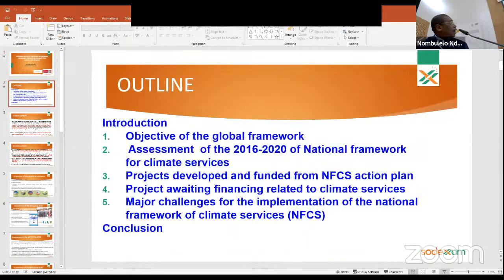The outline of the presentation is as follows. We talk about the global objective of the global framework, the assessment of our national framework for 2016 to 2020, and the new action plan for 2021-2025, and the major challenges of our national framework.